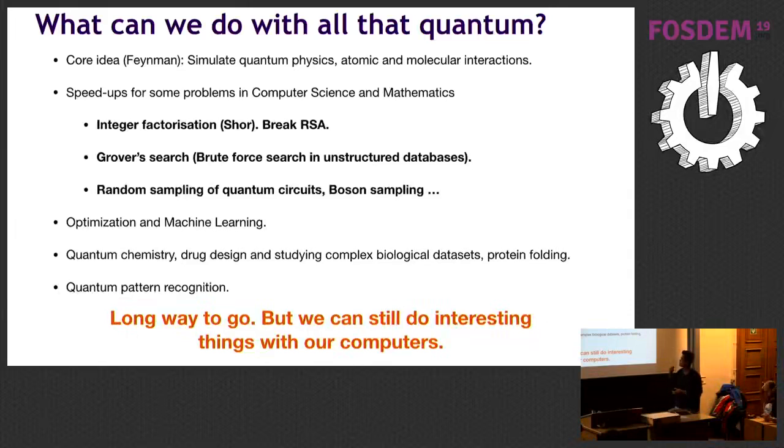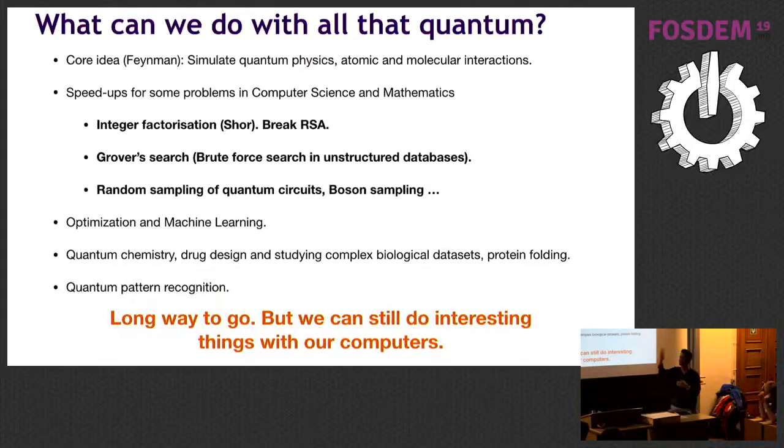But then, of course, very smart people came out with algorithms to do other kinds of stuff. Shor, which breaks the RSA. Grover search, which makes the search on an unstructured list go from n to O of root n, a quadratic speed up. And you have some other really nice things that you can do with all the quantum. And recently, you see more and more applications to optimization, machine learning, quantum chemistry, studying very large, complex biological data sets, protein folding, which Protein Cure is doing very exciting work, quantum pattern recognition.